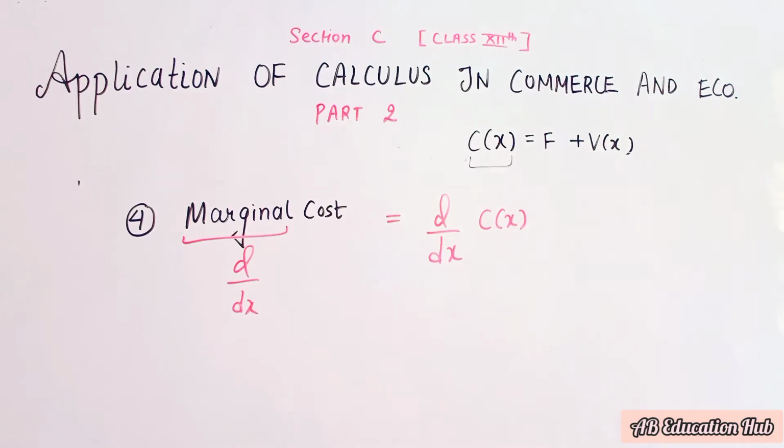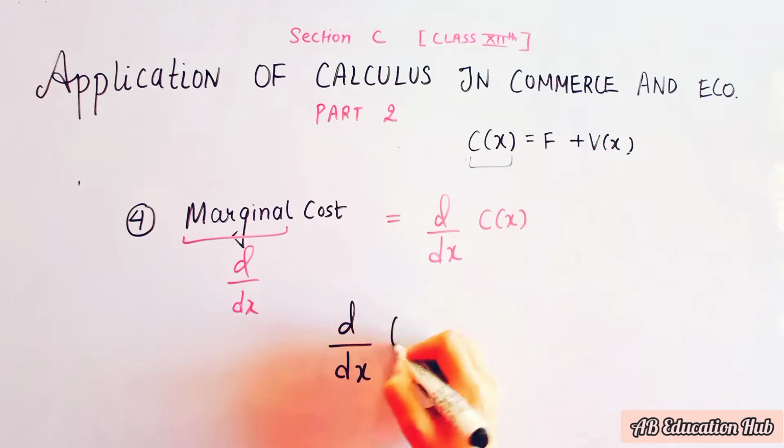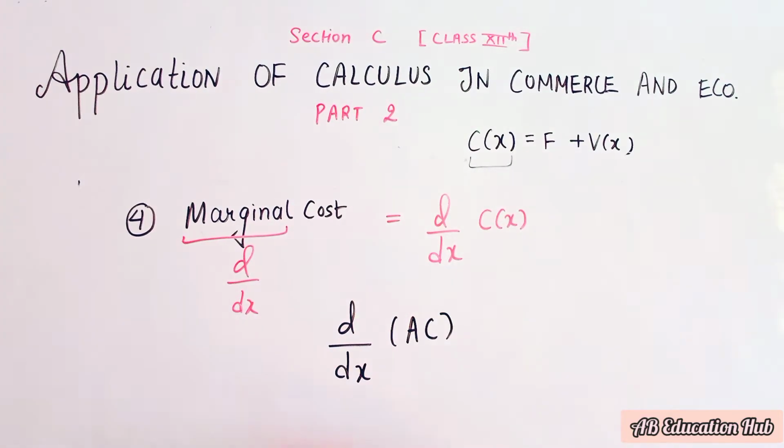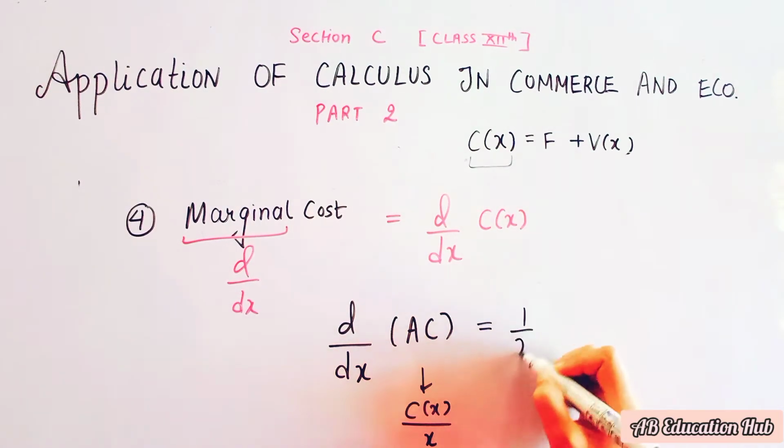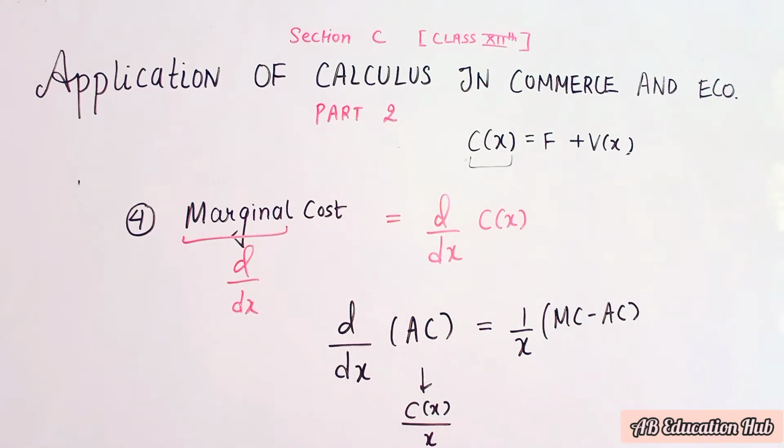Now let us check out the relation between AC, that is the average cost, and MC, that is the marginal cost. It has the relation d by dx of AC, that is the average cost, average cost meaning C(x) by x, equal to 1 by x times (MC minus AC). This is the relation between average cost and the marginal cost. Although this formula is not very important, it can come in your examination just to prove it.